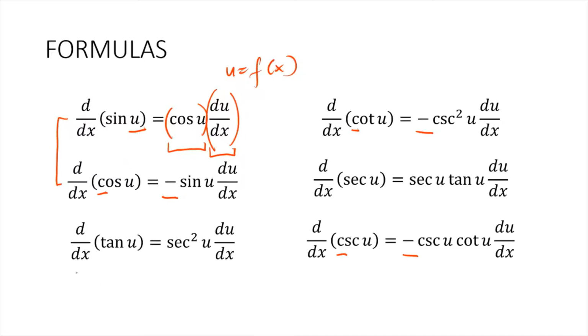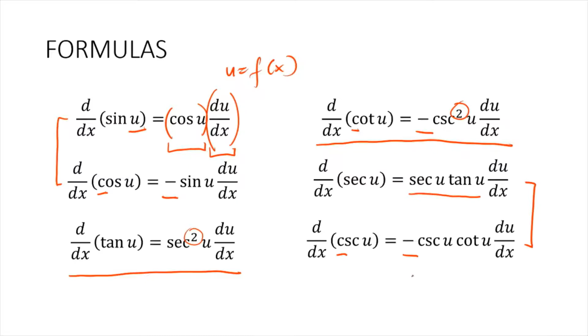And then if you look at tangent and its cofunction, which is cotangent, the similarity between the 2 formulas is that their derivatives are raised to the power of 2. And lastly, if you look at secant and cosecant, both of the formulas are products of 2 trig functions: secant tangent and then cosecant cotangent.